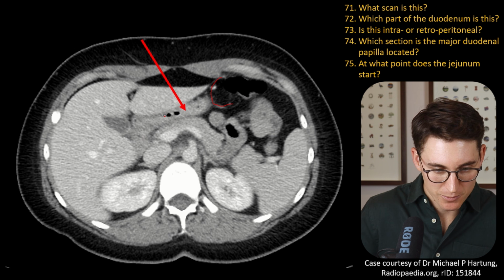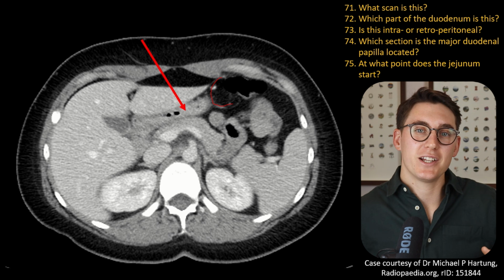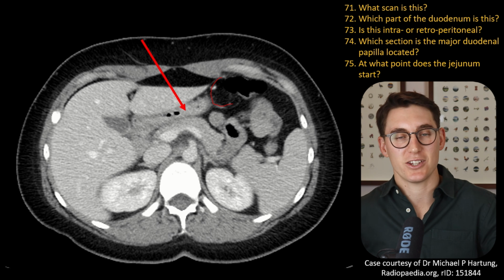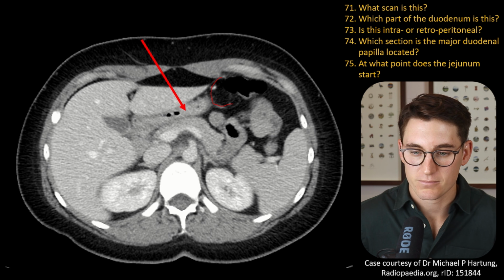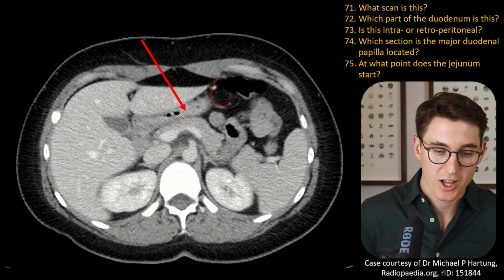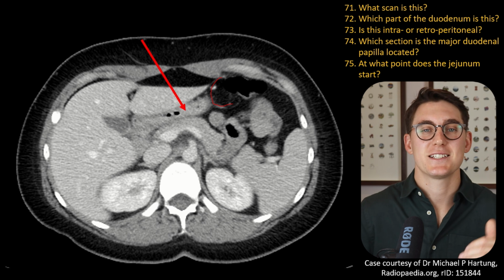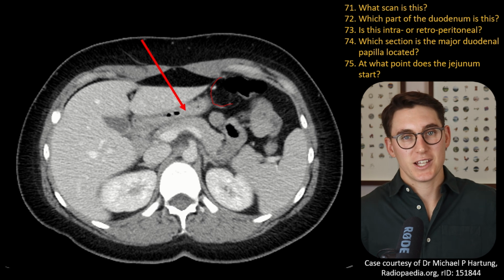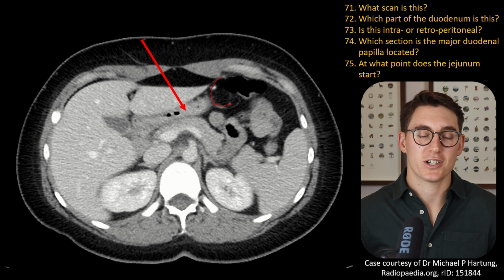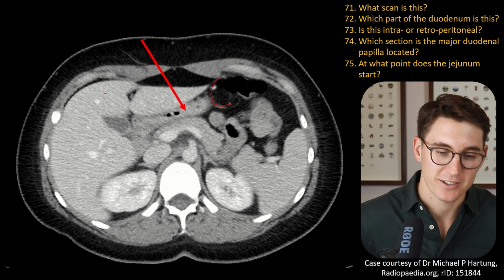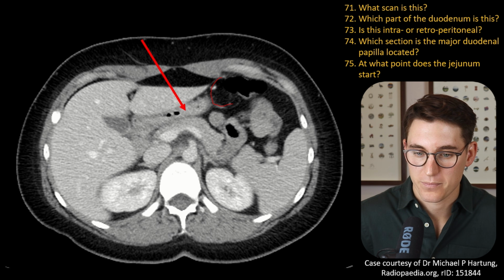That duodenum will then head posteriorly, run inferiorly as D2, cross the midline as D3, head superiorly as D4 before becoming jejunum. Is this intra or retroperitoneal? This first part of our duodenum is intraperitoneal. Those D2, D3, and D4 are retroperitoneal structures, but this first part initially is intraperitoneal. It has its own mesentery.